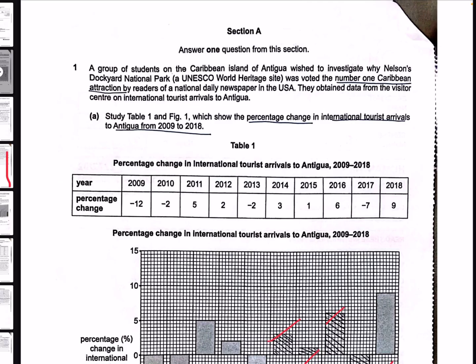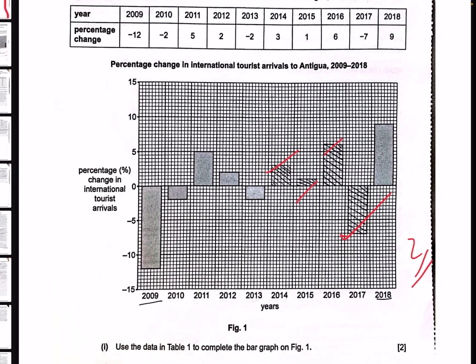So table 1 shows you percentage change in international tourist arrivals to Antigua from 2009 to 2018. So you can see that there are some years where it's a negative change, right? It has actually fallen. Some years where it's positive, and some very small increases like 2015, 2012. And of course, there are years where you have very big losses in tourism numbers like 2009 and very big increases in 2018. So for the first question here is a rather straightforward and simple one.